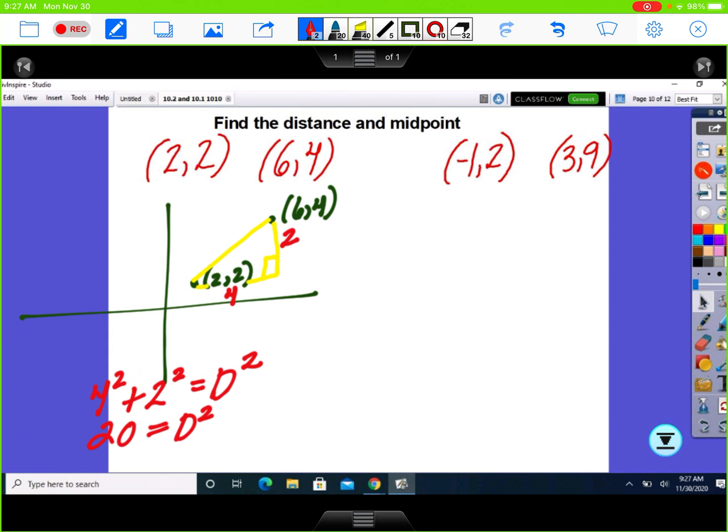We would square root 20. You would check. If the square root of 20 comes out perfectly, great. But this one doesn't. So we're not going to write decimals. We're going to do exact answers. That would be 10 times 2, 5 times 2. So pull out a 2. 2 root 5 is the distance. That's the same thing as the square root of 20. It's just more simplified to write 2 root 5. So this distance is 2 root 5.